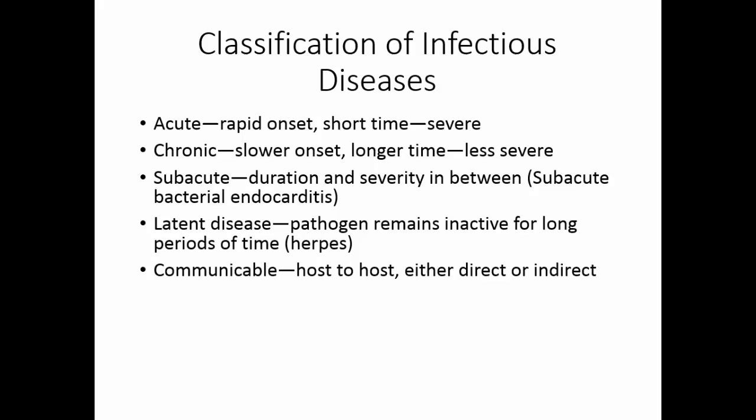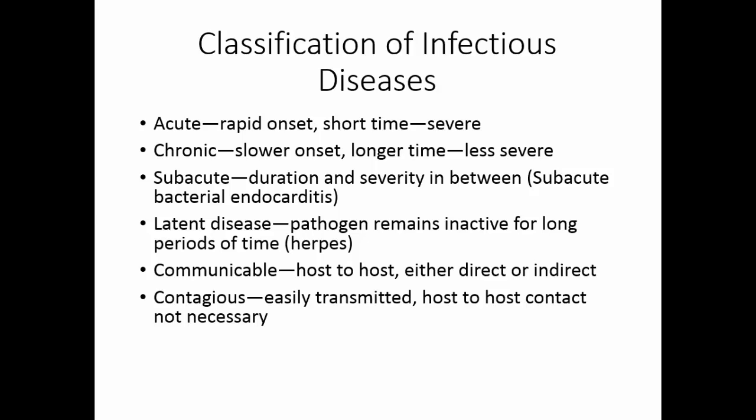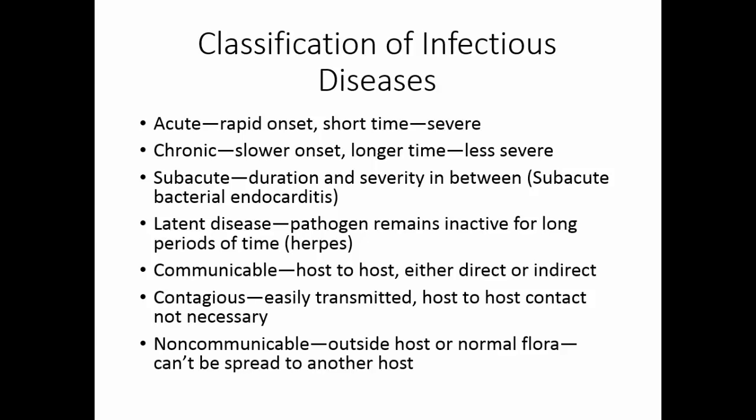A communicable disease is one that's transmitted host to host through either direct or indirect contact. A contagious disease is one that is very easily transmitted. Host to host contact is not necessary. And there are certain non-communicable diseases. These are when there are organisms outside the host that we acquire from the environment, that once we've acquired them from the environment, we can't pass them on to anyone else, or diseases that are from our own normal flora. We can't give those to anyone else.